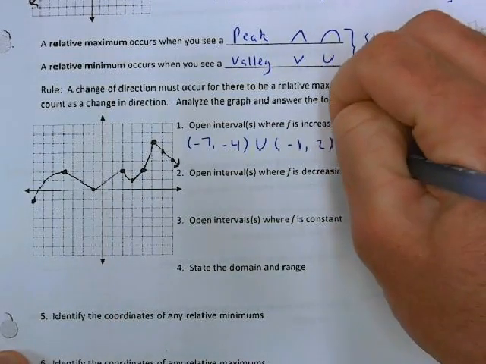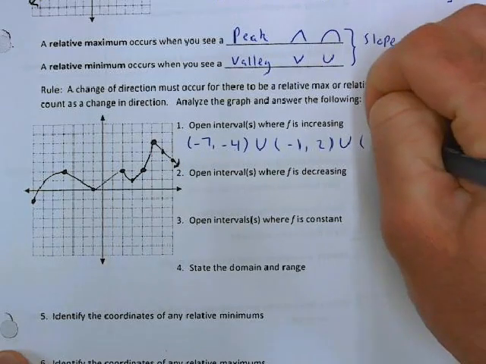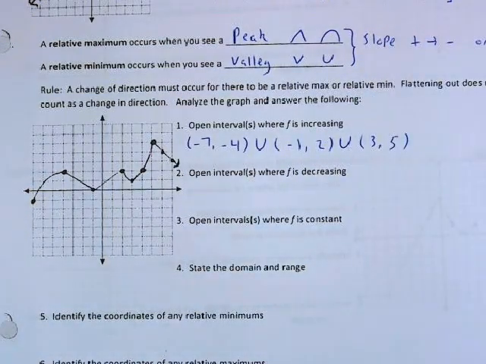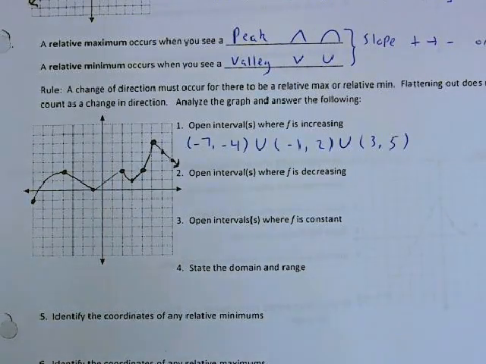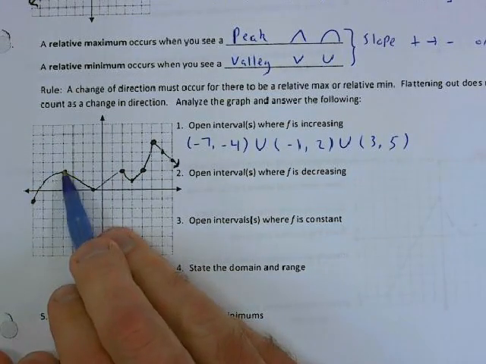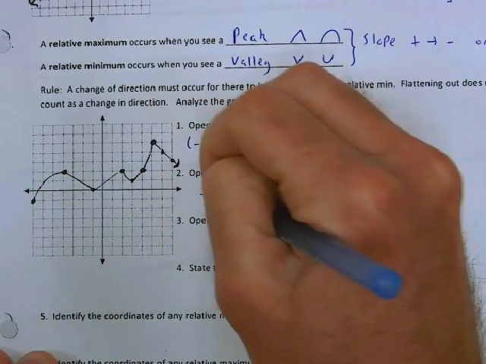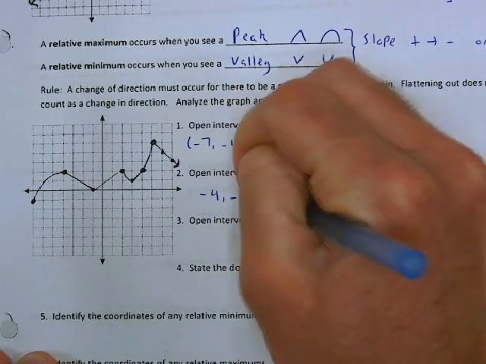So we got to union that with another section from +3 to +5. Okay, and then those are the only three places where it's increasing. So that part is done. Next, where's our function decreasing? So it starts off increasing, then it's decreasing from here to here, which is from an x value of -4 to an x value of -1. So it's going from -4 to -1.